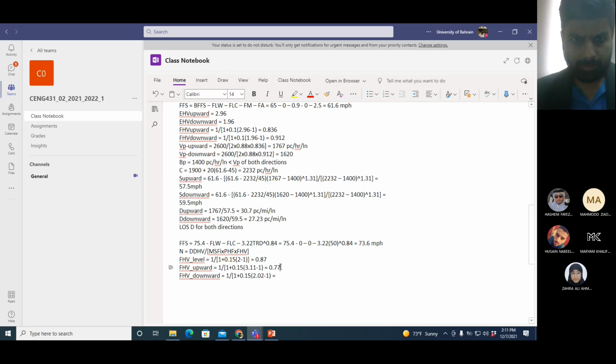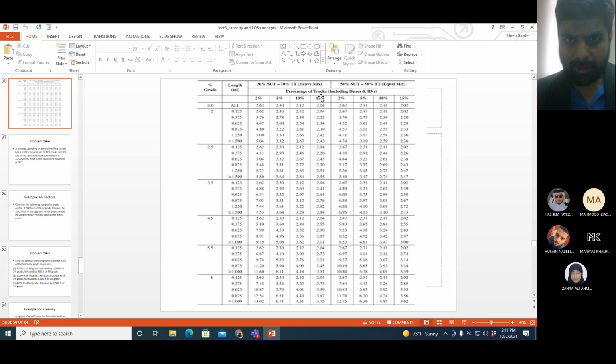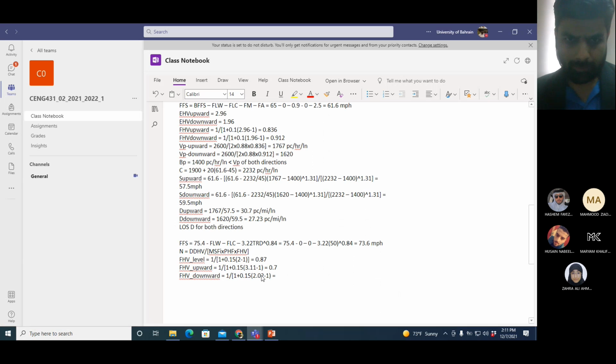Okay, so give me the correct value here. I think it will be 0.7 something. And this one, am I taking the right value here? 2.04. Okay. Doctor, the first one will be 0.76. Yeah, for the second one will be 0.87.